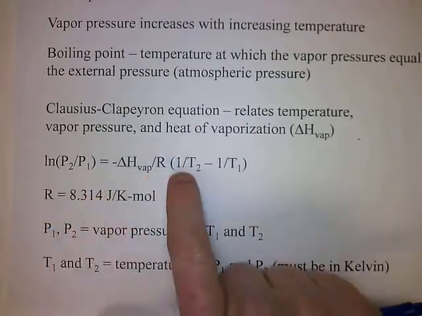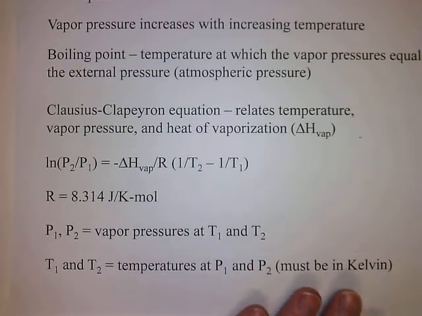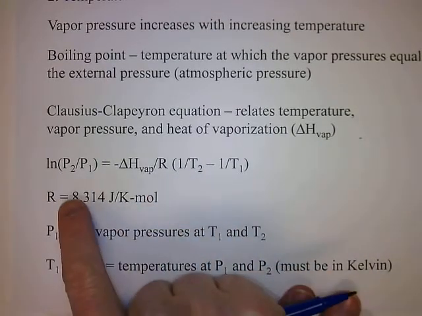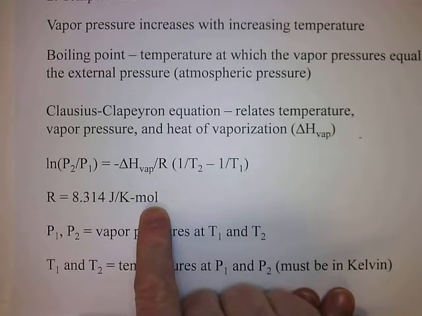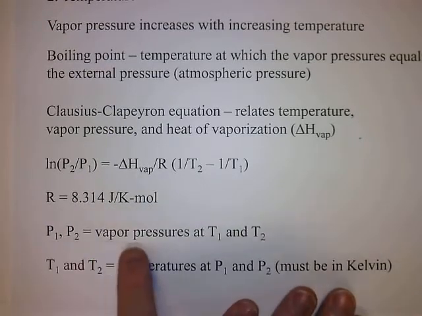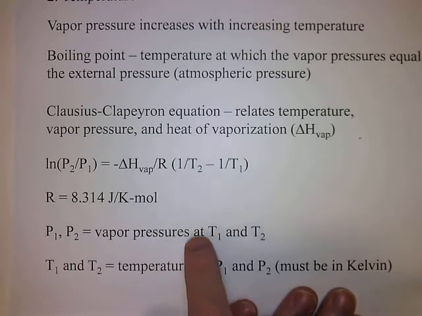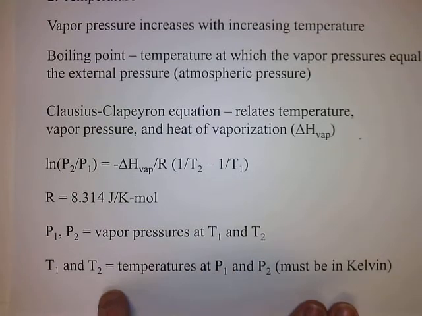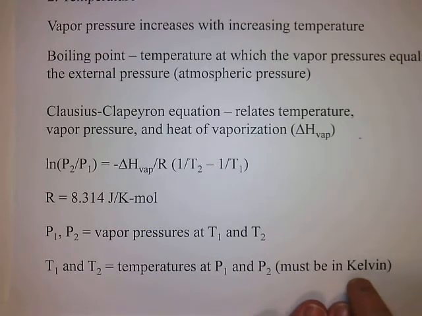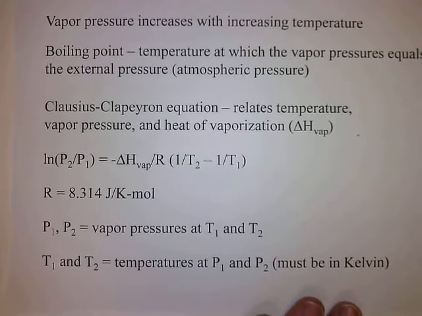R in this equation is the gas constant, in units of 8.314 joules per Kelvin mole. P1 and P2 are the vapor pressures of your substance at T1 and T2, and T1 and T2 are the temperatures at P1 and P2. The temperatures must be in Kelvin. It will not work if the temperatures are in Celsius.